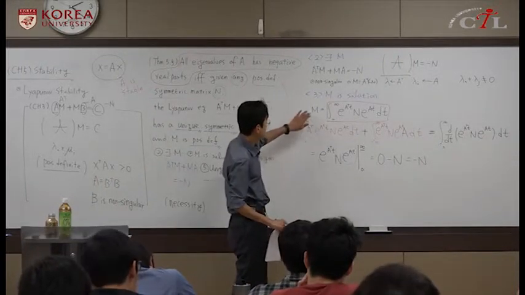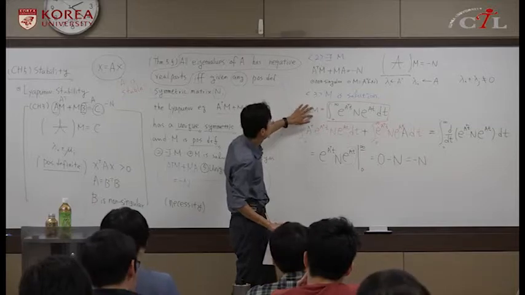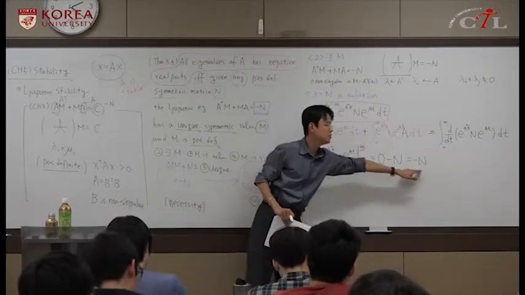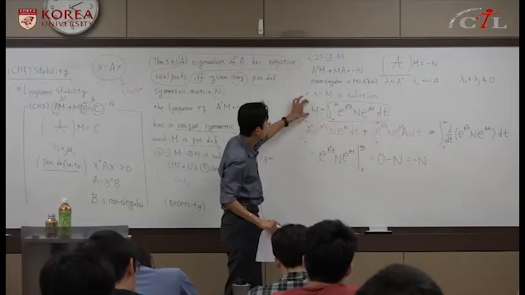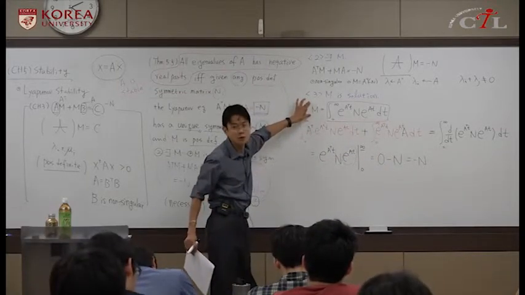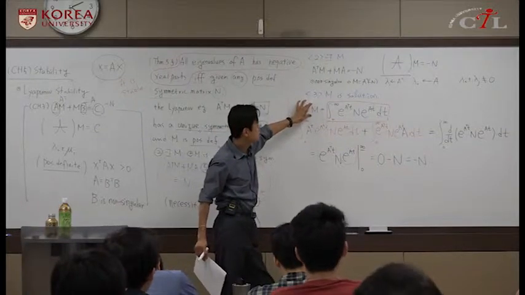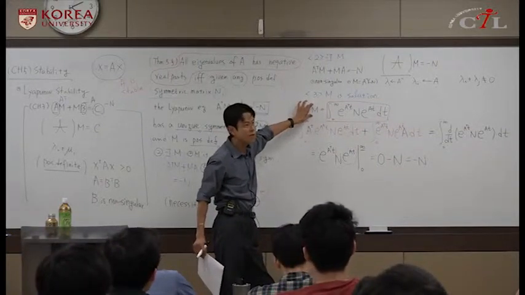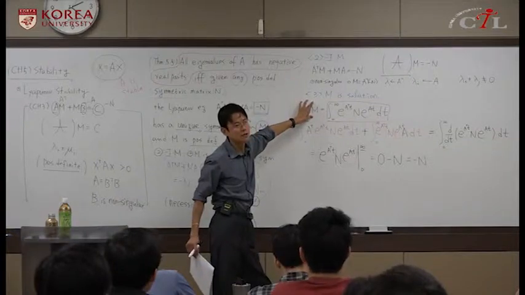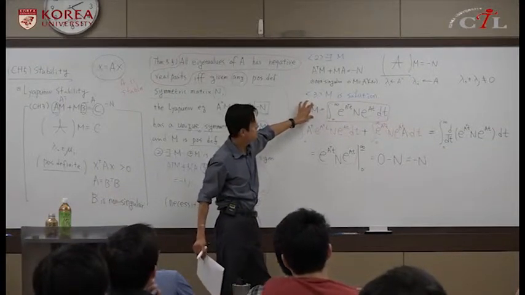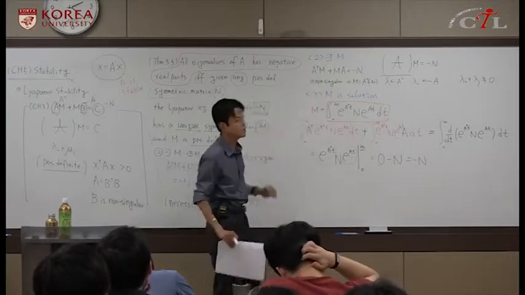That means if I select M in this way and put it here, then minus N appears. That means this form is one of the solutions. Not possibly, it's definitely one of the solutions. We do not know whether it's unique or not, but it is one of the solutions, because this satisfies the Lyapunov equation.